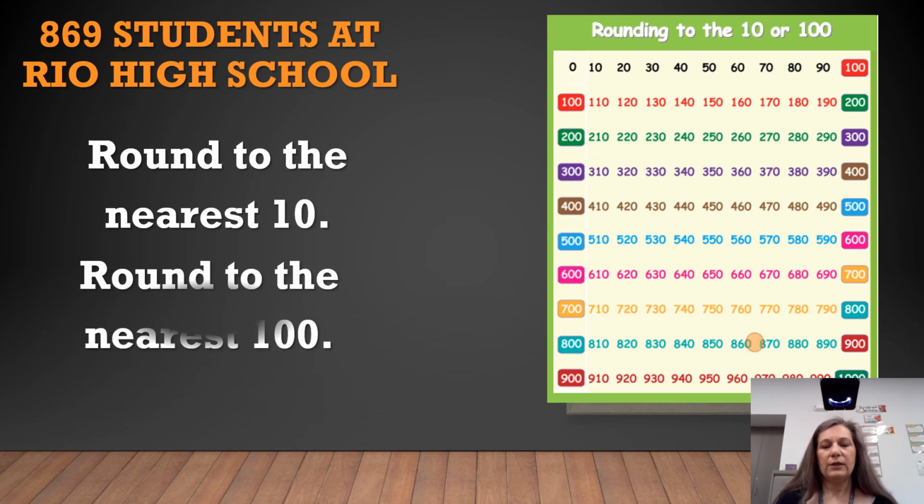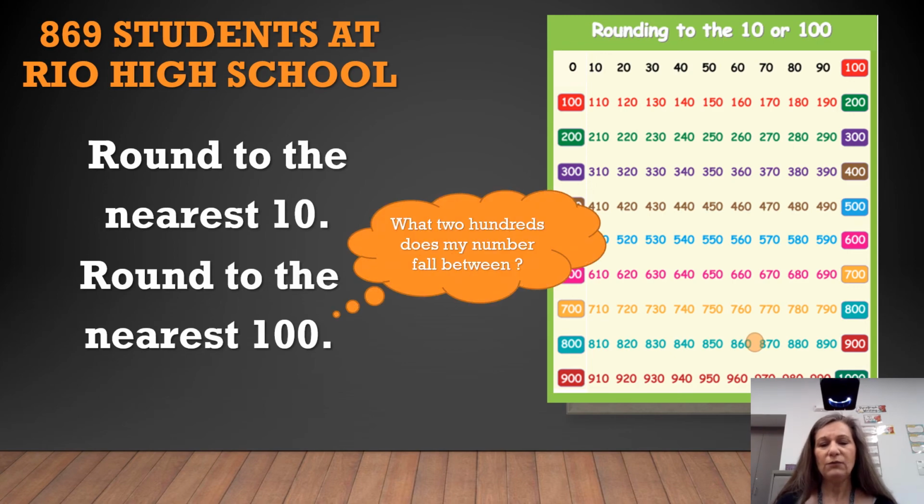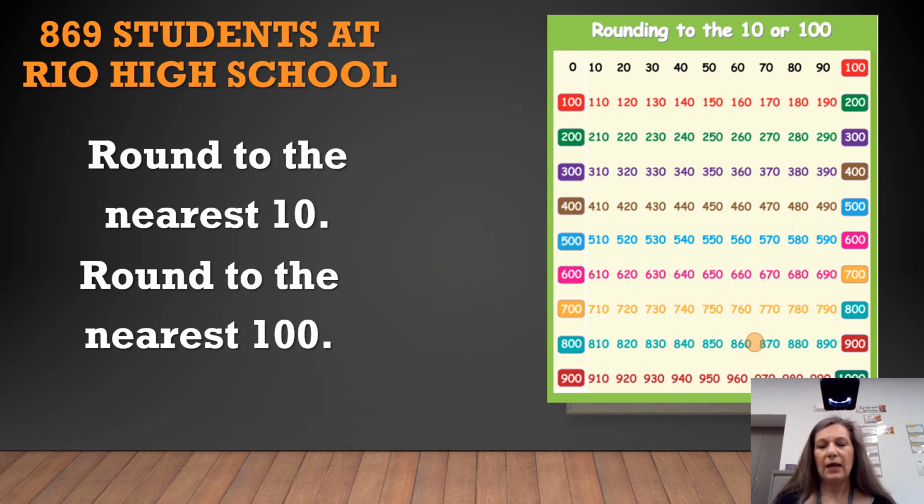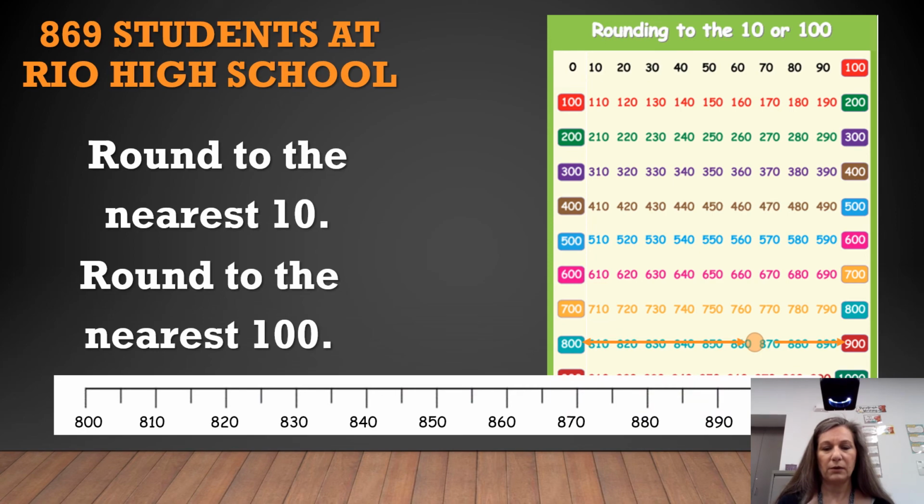We also are going to want to know, if it's a less accurate estimate, we're wanting to round to the closest 100. So if you look at what two hundreds this number falls between, it's going to fall between 800 and 900. And since the tens place is greater than 50, we can also know that it's going to round up to 900. But we're going to do that also on our number line.